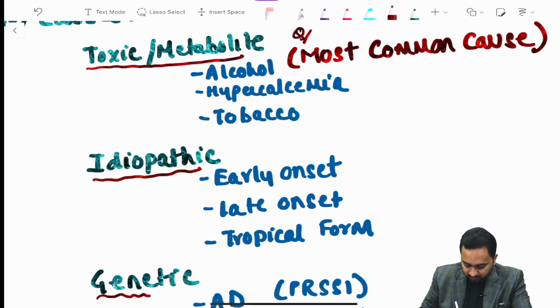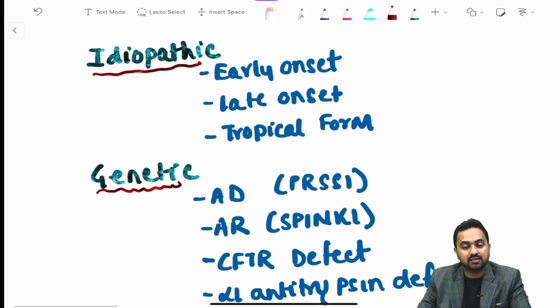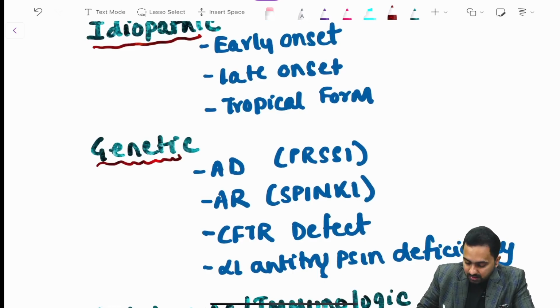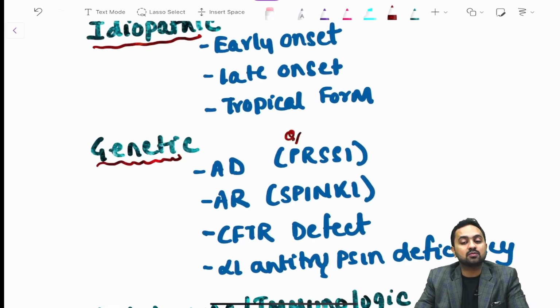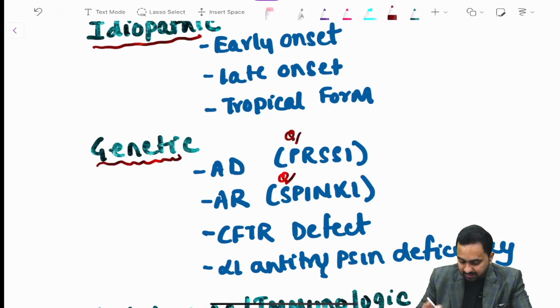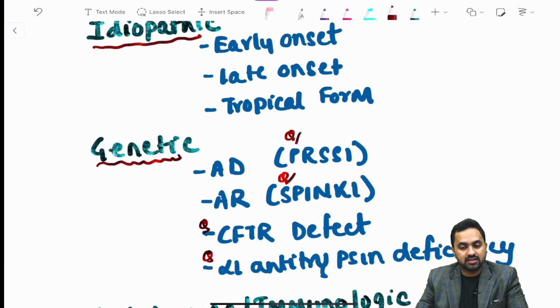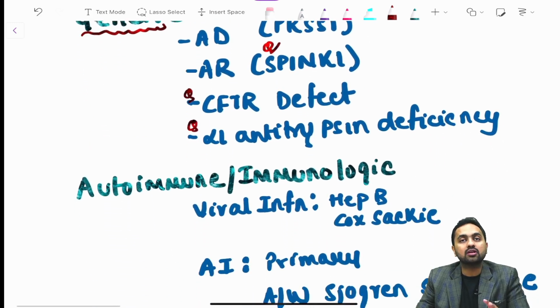Then G is for genetic causes, which consist of autosomal dominant when the mutation is in the PRSS1 gene, autosomal recessive when it is in the SPINK1 gene, then it can be a CFTR defect or alpha 1 antitrypsin deficiency. Then we have autoimmune or immunologic causes, which include viral infection like hepatitis B and Coxsackie virus, and autoimmune, which could be a primary autoimmune disorder or be associated with Sjogren's syndrome.